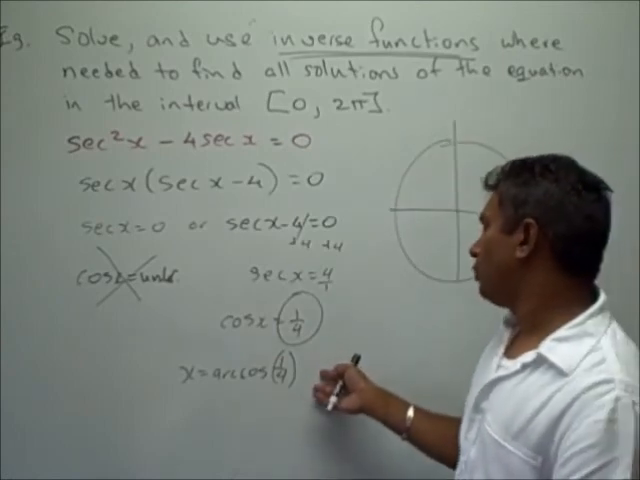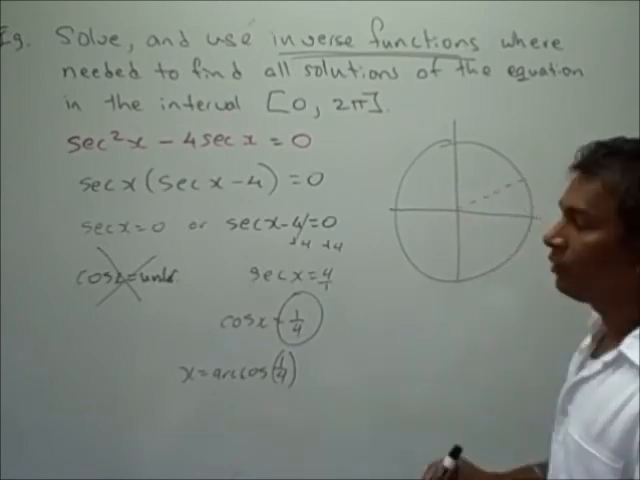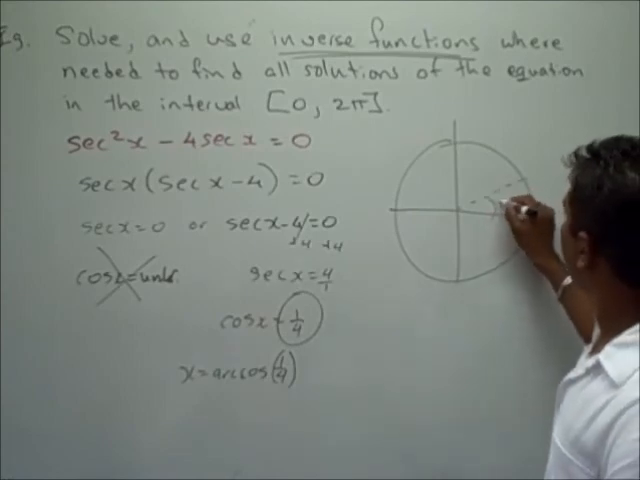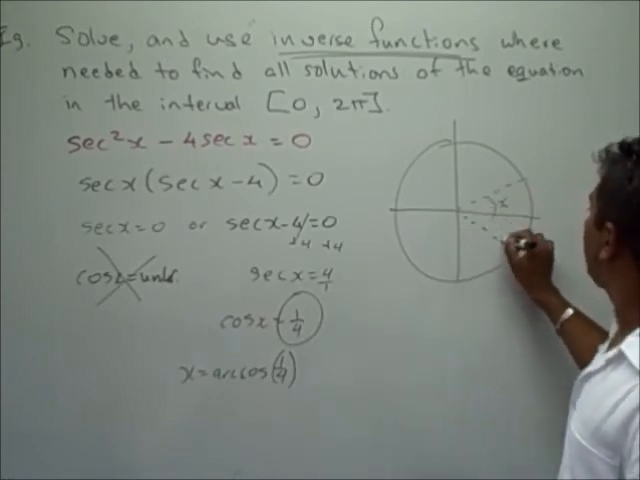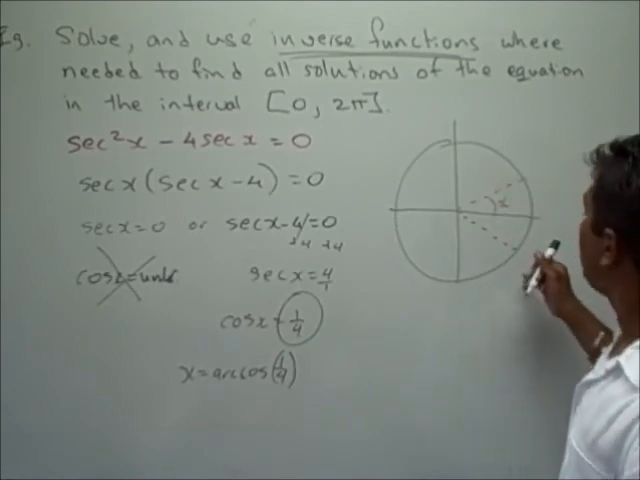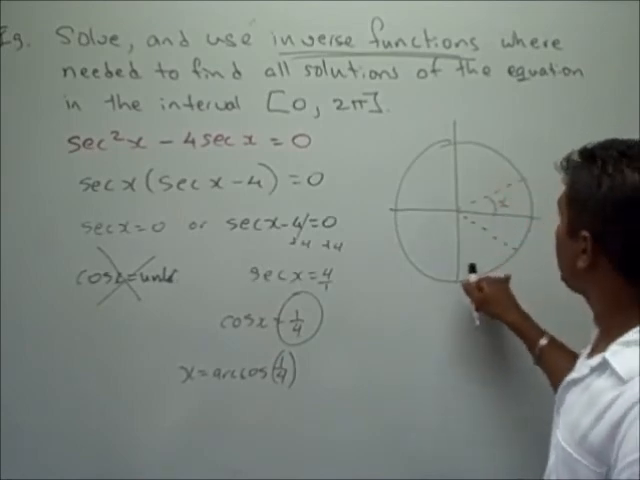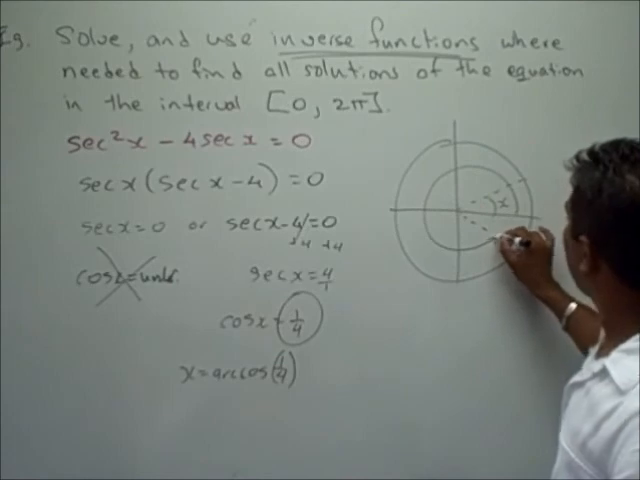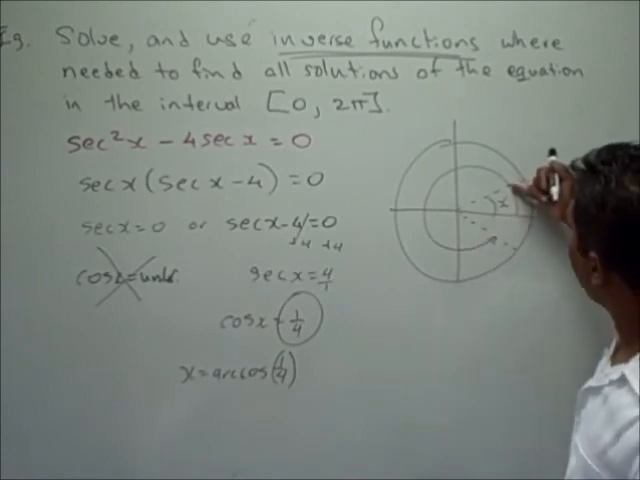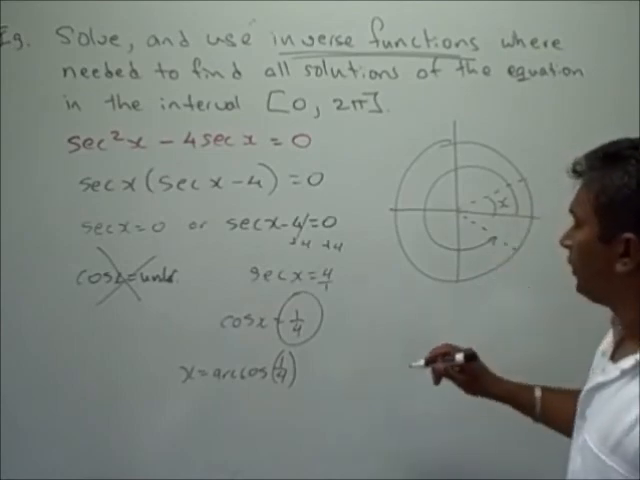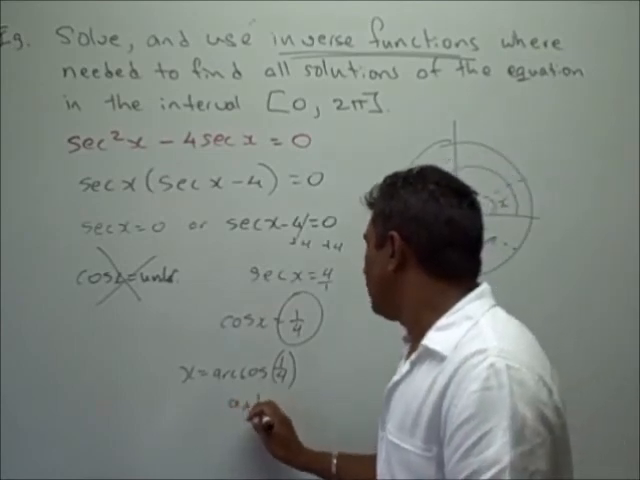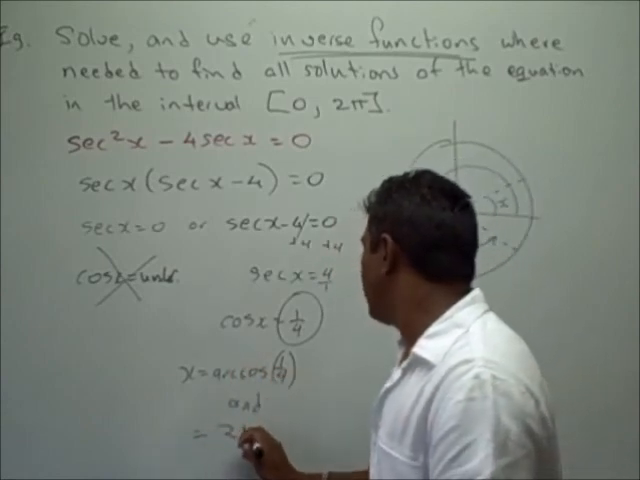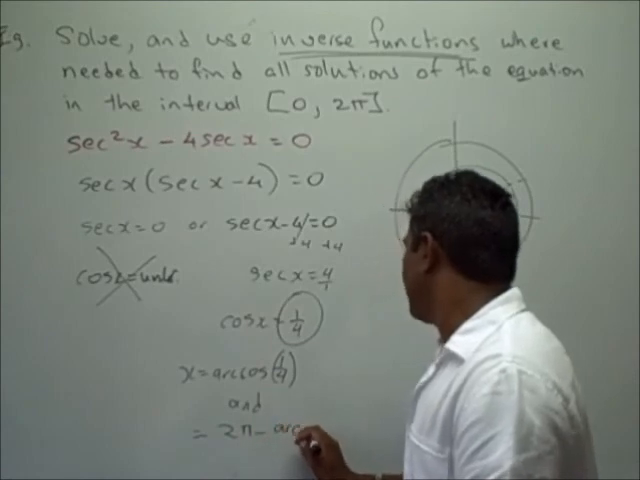The arccosine of 1/4 is somewhere in the first quadrant, so 1.3. So here would be our x. We also know that this angle would be reflected down here in our fourth quadrant, since cosine is positive in our fourth quadrant. So to get this angle, we could take 2 pi minus x, since that is equal to here. So our second answer for this would be x is equal to the arccosine of 1/4, or 2 pi minus the arccosine of 1/4.